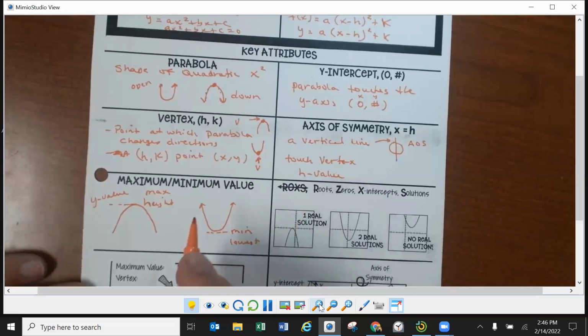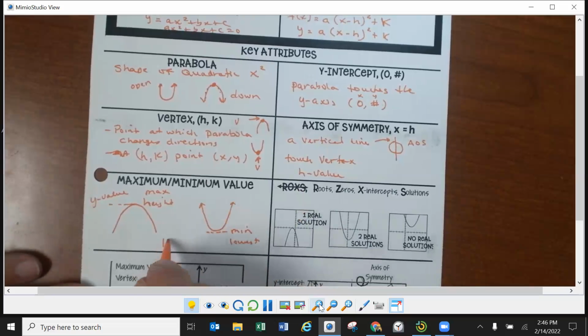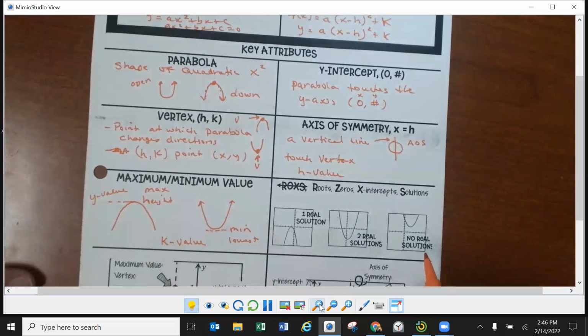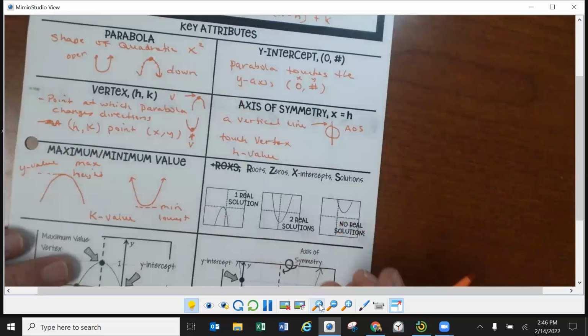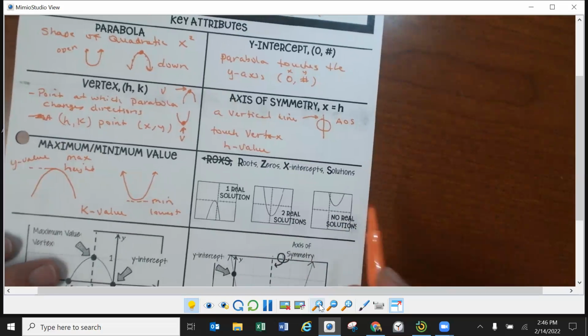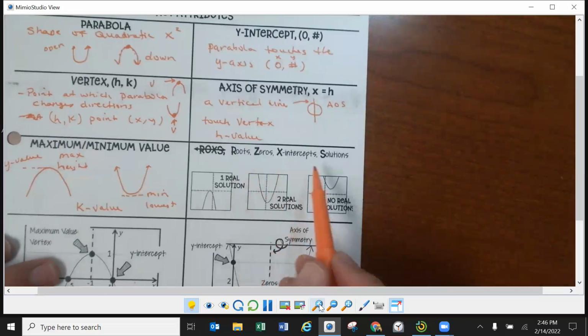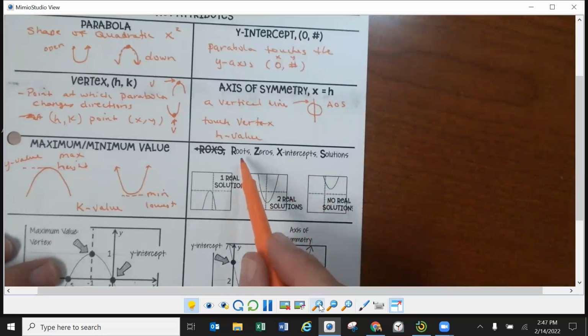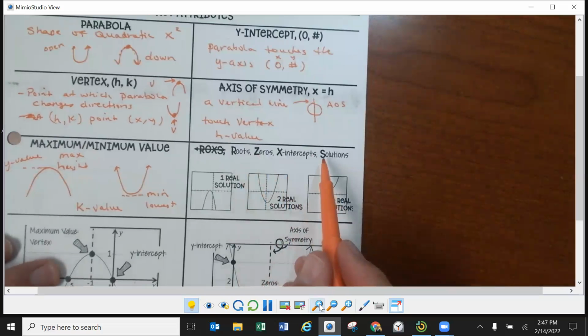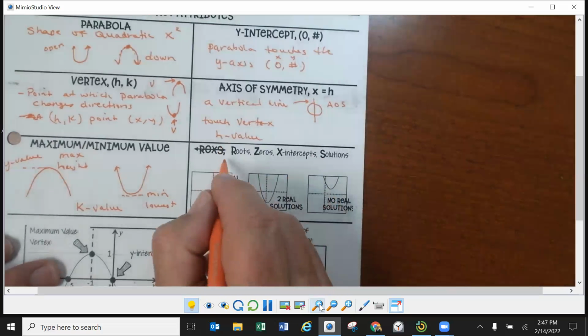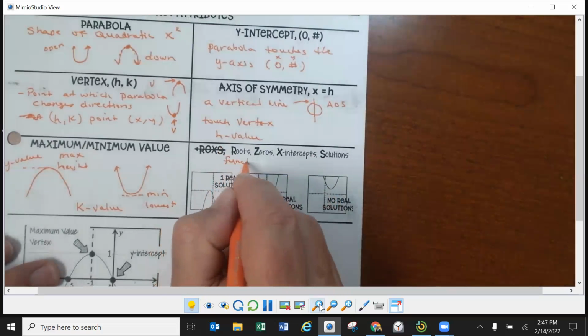The vertex is usually our k value in our point H and K on the vertex. All right, there are three types of solutions, okay? So if you look here, these are the different names for the x-intercepts. You got roots, zeros, x-intercepts, and solutions. You also might run into functions of zero. I've seen that before.